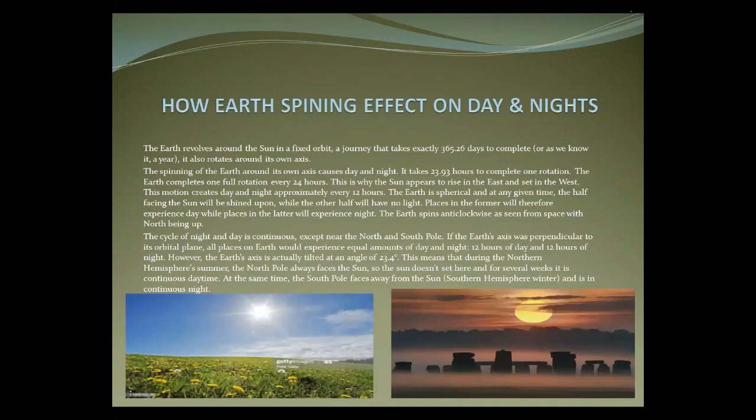So now the topic is how the Earth's spinning affects day and night. The Earth revolves around the Sun in a fixed orbit, a journey that takes exactly 365.26 days to complete, known as a year. It also rotates around its own axis. The spinning of Earth around its own axis causes day and night.